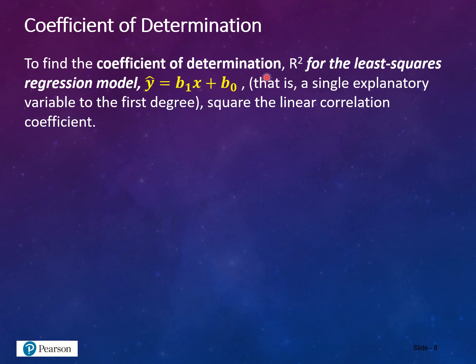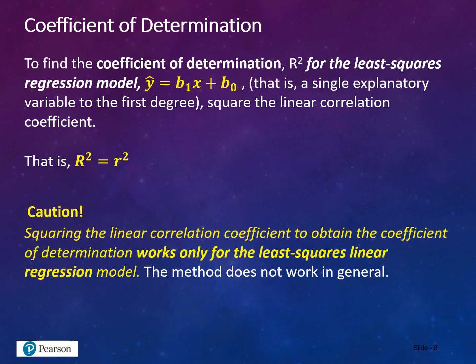All we have to do, if we have the least squares regression model, is square the linear correlation coefficient. That is saying that the coefficient of determination, uppercase R squared, is equal to the square of the linear correlation coefficient, which is lowercase r squared that we saw in chapter 3. Be careful though, squaring the linear correlation coefficient to obtain the coefficient of determination works only for the least squares linear regression model. In general, this method doesn't work.